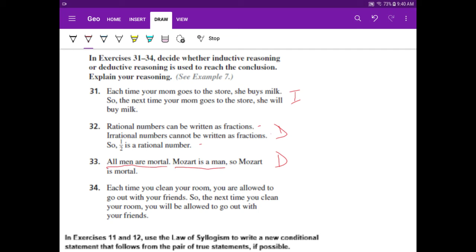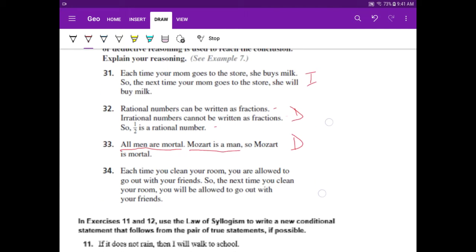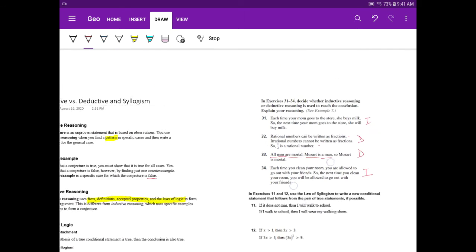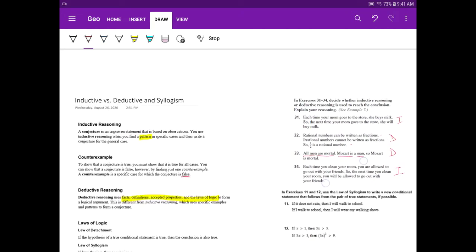Each time you clean your room, you're allowed to go out with your friends. So next time you clean your room, you will be allowed to go out with your friends. So it looks like it's a pattern. It's probably inductive. Can you prove it wrong? Maybe you clean your room and then you crashed the car last time you went out. So there's a counterexample. You weren't allowed to go out after that. So that one is inductive reasoning. So basically we're looking at facts versus patterns.